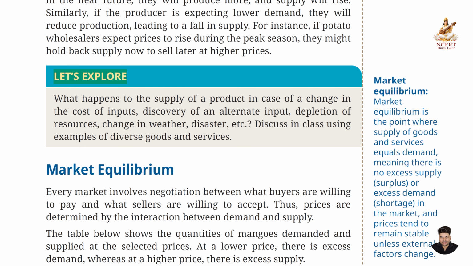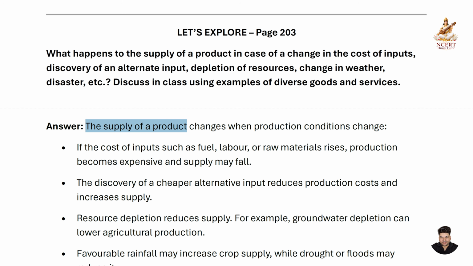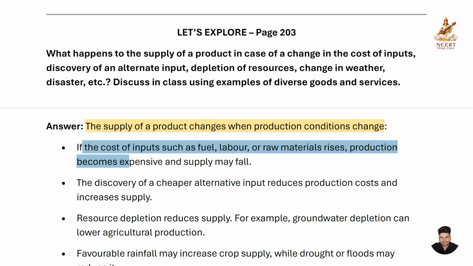Let's explore page 203. What happens to the supply of a product in case of a change in the cost of inputs, discovery of an alternate input, depletion of resources, change in weather, disaster, etc.? Discuss in class using examples of diverse goods and services. Answer: the supply of a product changes when production conditions change. If the cost of inputs such as fuel, labor, or raw materials rises, production becomes expensive and supply may fall.